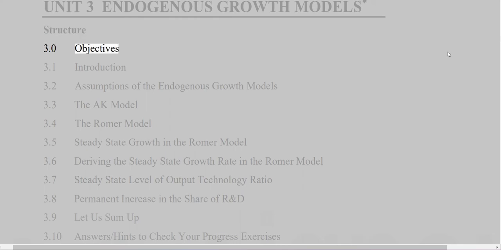Structure: 3.0 Objectives, 3.1 Introduction, 3.2 Assumptions of the Endogenous Growth Models, 3.3 The AK Model, 3.4 The Romer Model, 3.5 Steady State Growth in the Romer Model, 3.6 Deriving the Steady State Growth Rate in the Romer Model, 3.7 Steady State Level of Output Technology Ratio, 3.8 Permanent Increase in the Share of R&D, 3.9 Let us sum up, 3.10 Answers/hints to check your progress exercises.